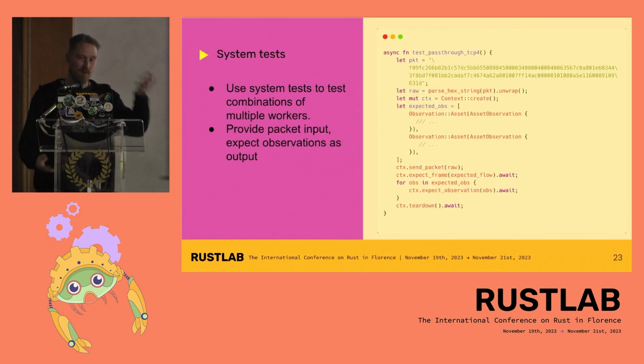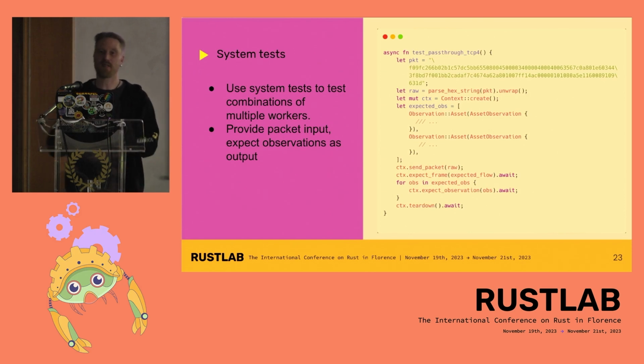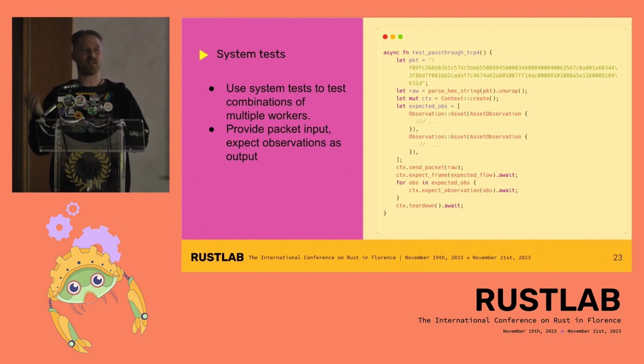Then we can do what I call system tests, meaning that we can create different types of pipelines, connecting multiple observers together, then feed them some kind of network data and expect the right type of observations to come out. So we can test different types of scenarios, string together different observers, the whole observer pipeline, take away some observer from the end and ensure that data flows properly.